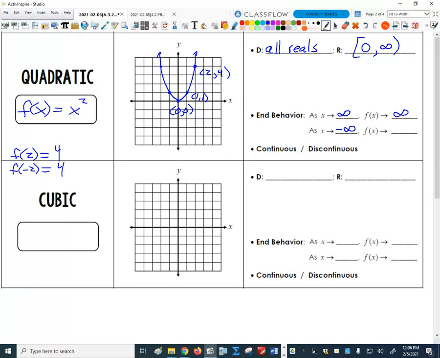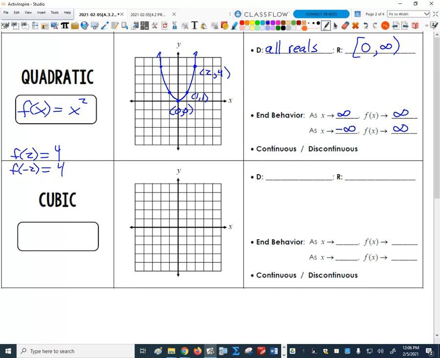As x approaches infinity, that means as the ant is going to the right forever, he's going up forever, right? As x approaches negative infinity, as the ant goes to the left forever on this graph, is he going up forever or down forever? He's going up. Oh, okay, so that must be infinity then, right? Yeah. Okay, there you go.